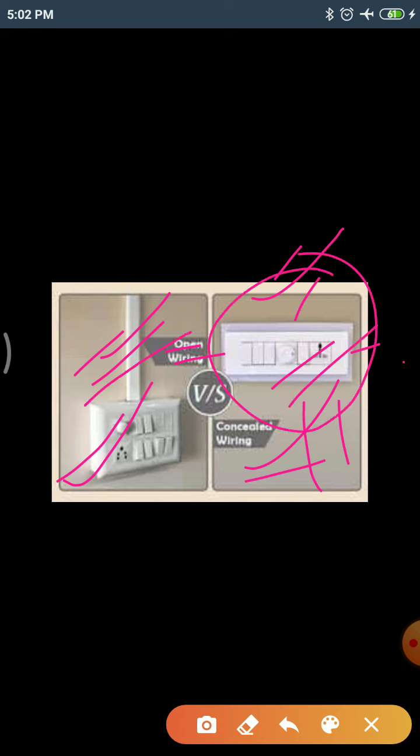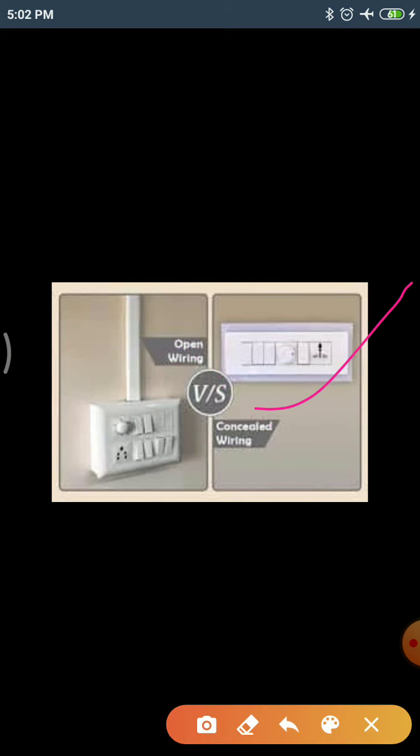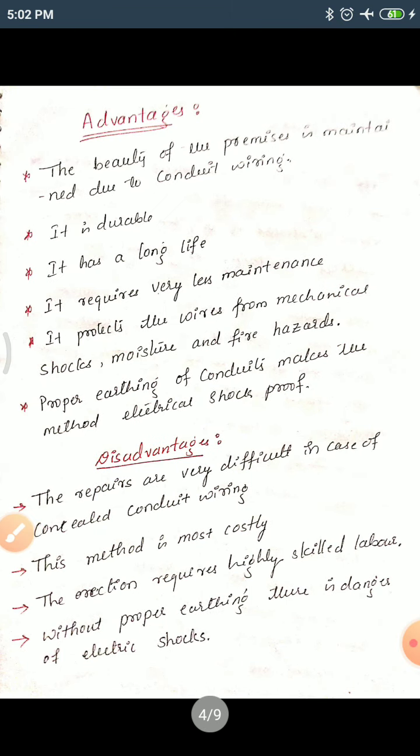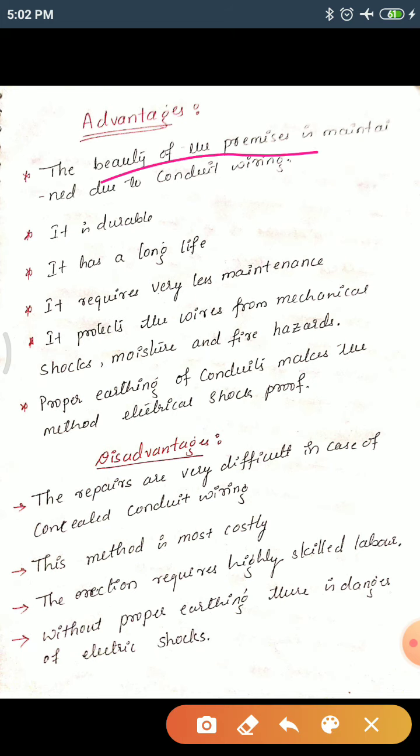We prefer this one because it looks elegant and beautiful, since no wires are visible on the outside. So we prefer concealed conduit wiring. Remember, its cost is a bit high compared to this one. Let's see its advantages and disadvantages. The advantage of this one is, as we said, the beauty of the premises is maintained due to the conduit wiring, and it is durable.